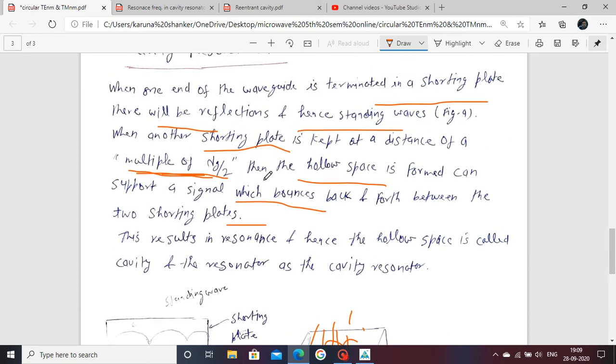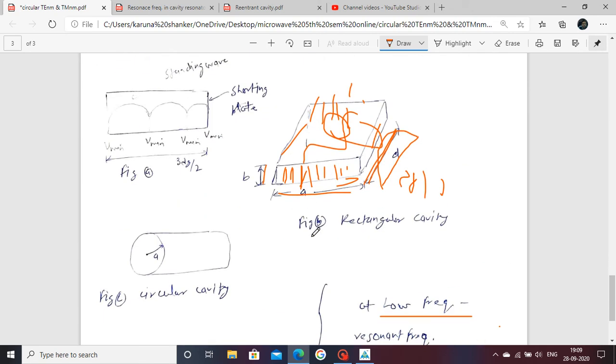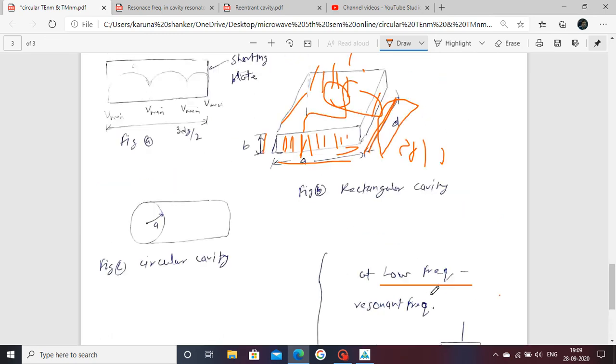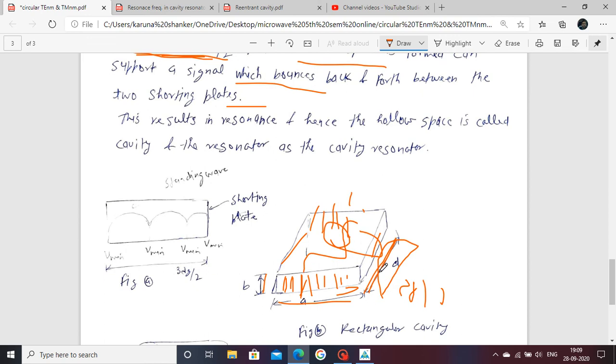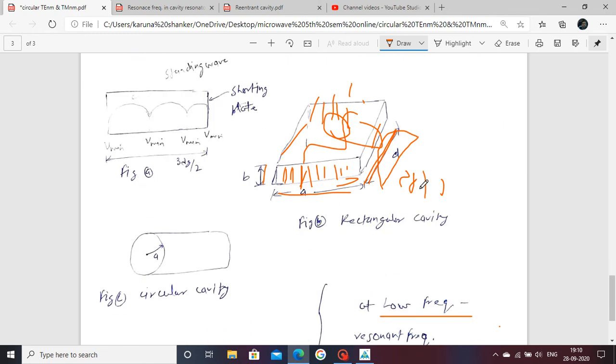These are your cavity resonators. In a similar fashion to low frequency resonance, where a lumped element, meaning L and C, is used, here we use a rectangular cavity, meaning a hollow space. Inside this hollow space a standing wave pattern is formed, and this length is a multiple of lambda g by 2. This is your rectangular cavity.